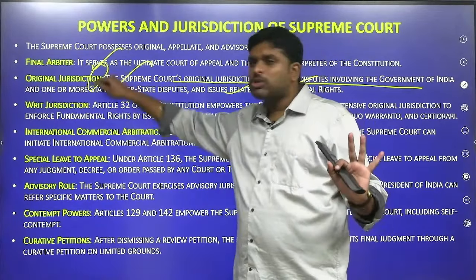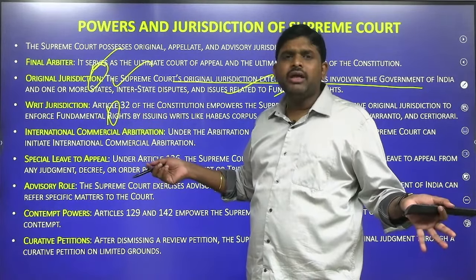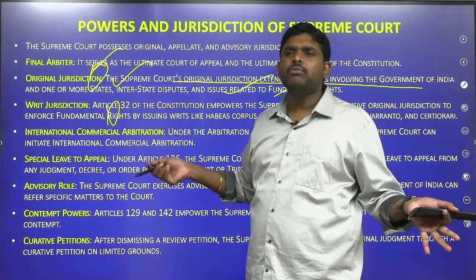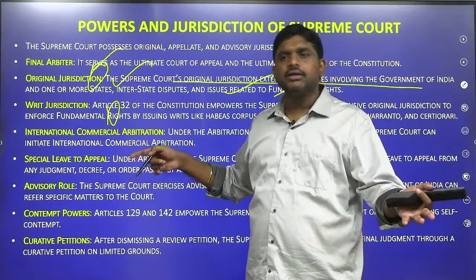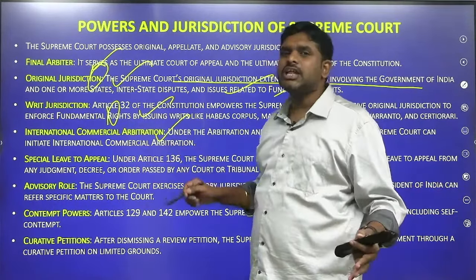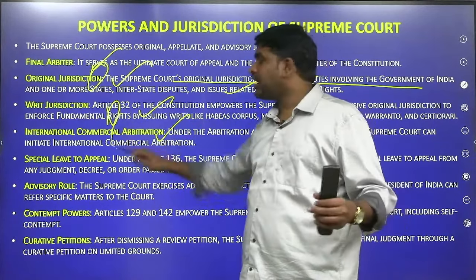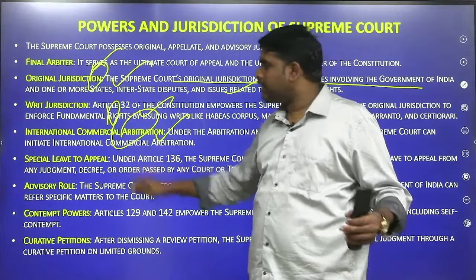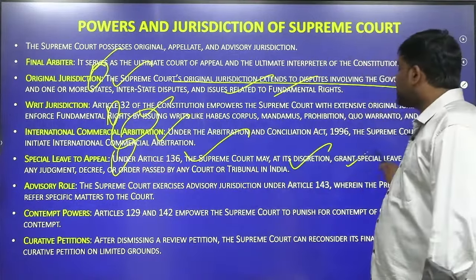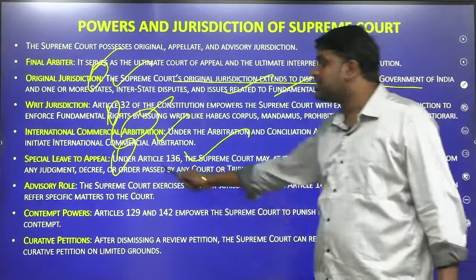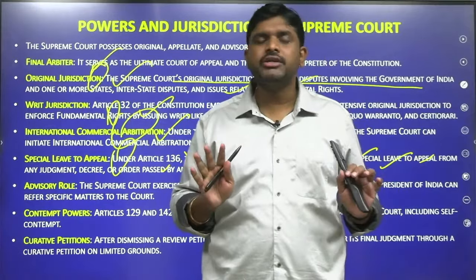This is original jurisdiction. Writ jurisdiction, Article 32. Enforcement of fundamental rights will be done by whom? Supreme Court and High Court, but the Supreme Court also under Article 32. International commercial arbitration: if any Indian company is involved, then the Supreme Court has the power as an international commercial arbitrator. Special leave petition, I told you. Under Article 136, the Supreme Court, at its discretion, grants special leave to appeal from any judgment. Under its discretion, any judgment can be made a special leave petition.